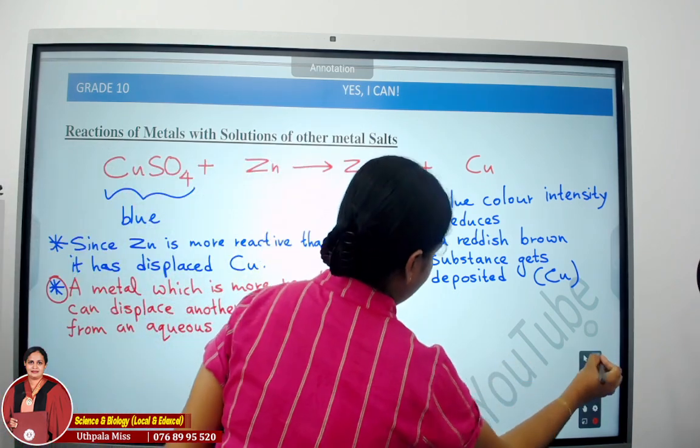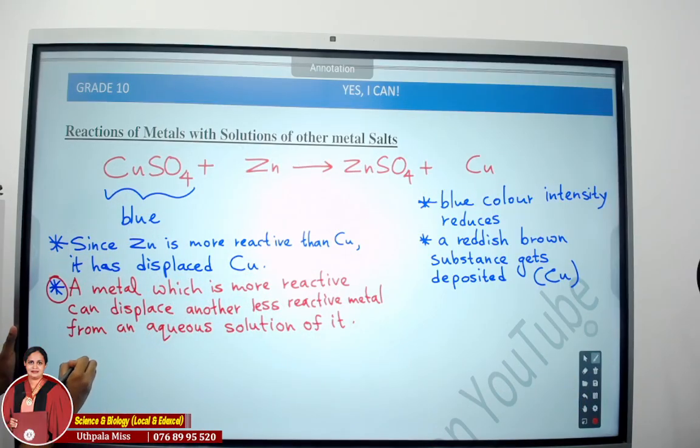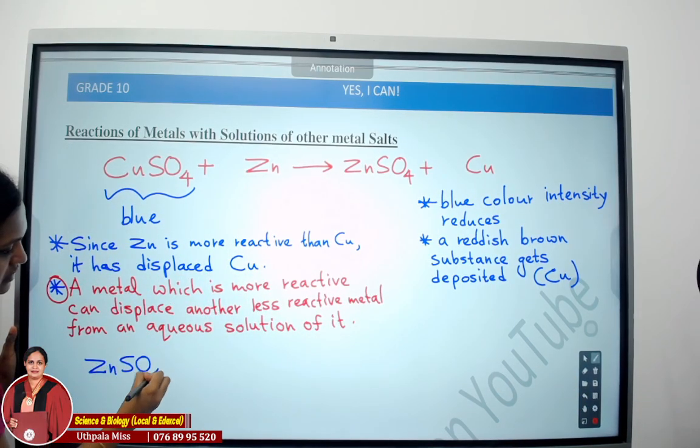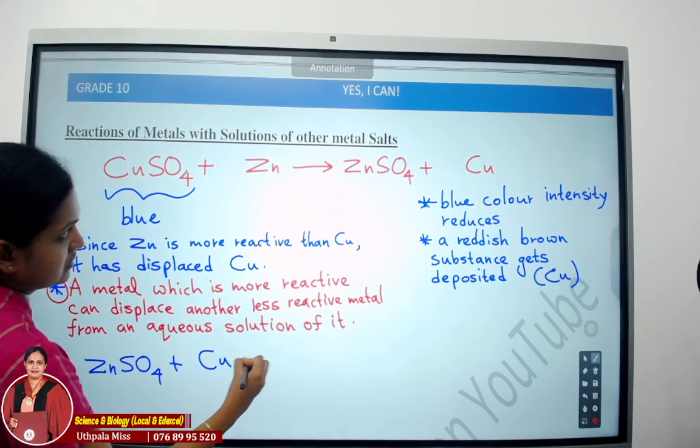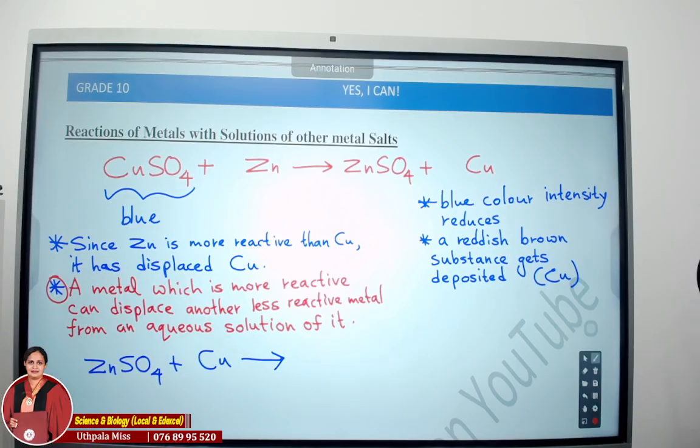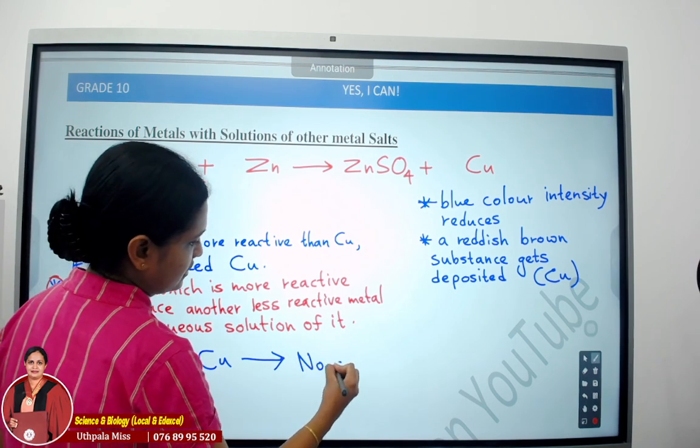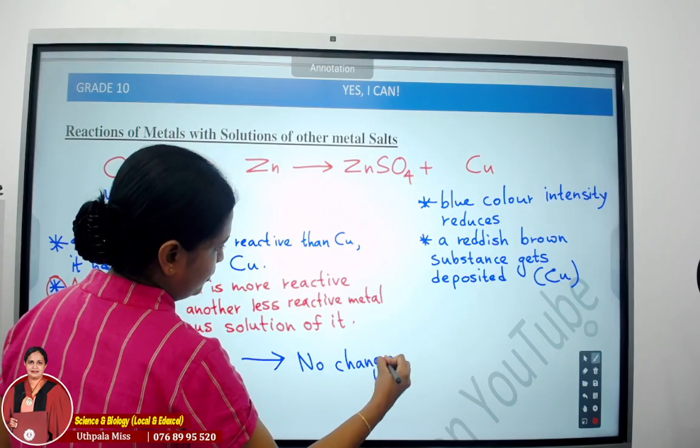And if we allow zinc sulfate and copper to react, what do you think? Will they react? Zinc sulfate and copper. Will there be a reaction? From the head shaking, it seems no reaction. Right, so there is no reaction. Why? Copper is less reactive. Copper can't displace zinc. Therefore, there is no change. No reaction occurs here.